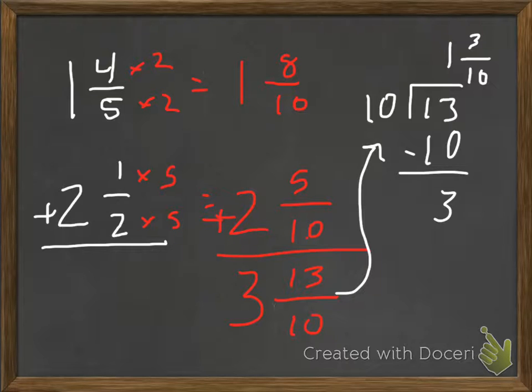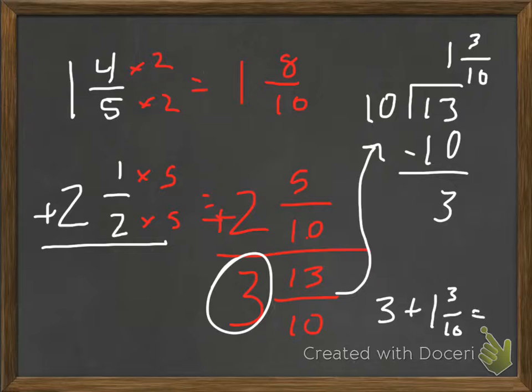But I got to add it to the 3 down here. So I'm going to have 3 plus 1 and 3/10. 3 plus 1 is 4 and 3/10. You don't have to reduce 3/10. It's fine the way it is, but at times you will have to reduce.